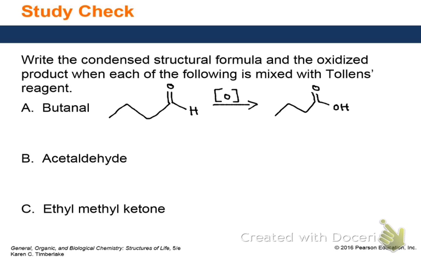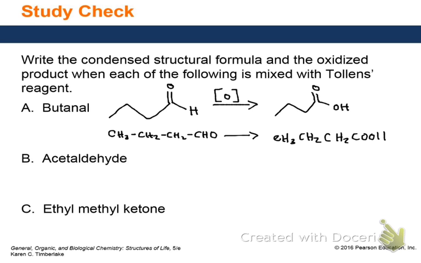If you did the condensed structure, you would have a CH3 here, CH2, CH2, and then CHO, and then it goes to CH3, CH2, CH2, and then how do you write carboxylic acids? COOH. Yeah, 2 O's because of the 2 O's that are on there. Okay, so that would be the condensed structure.